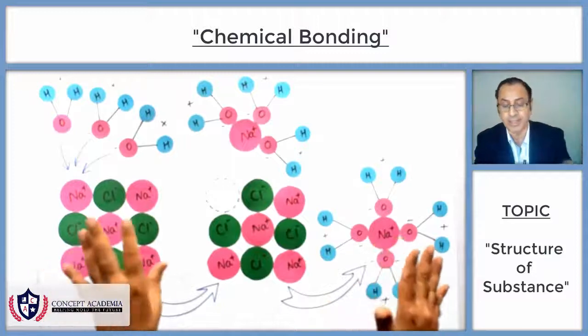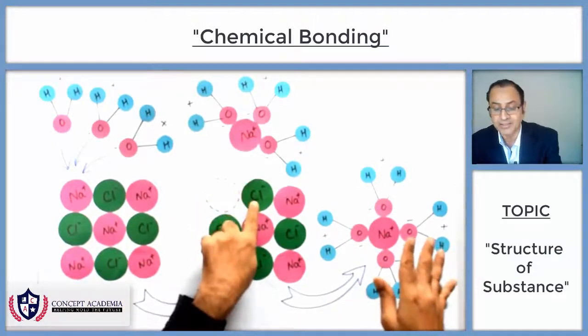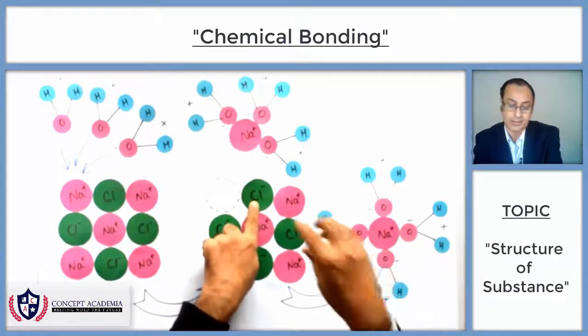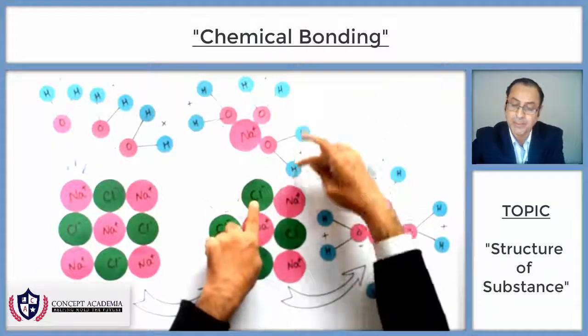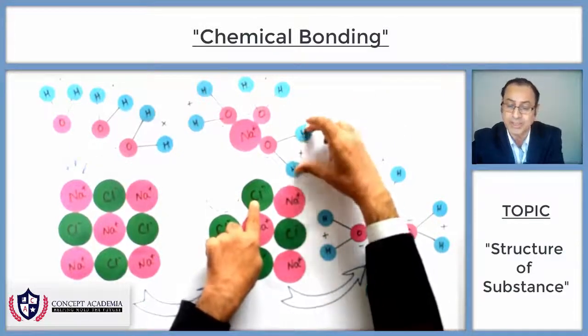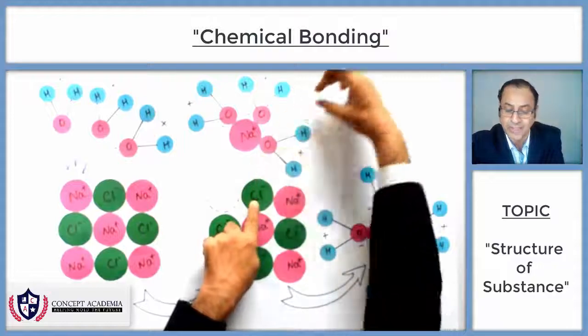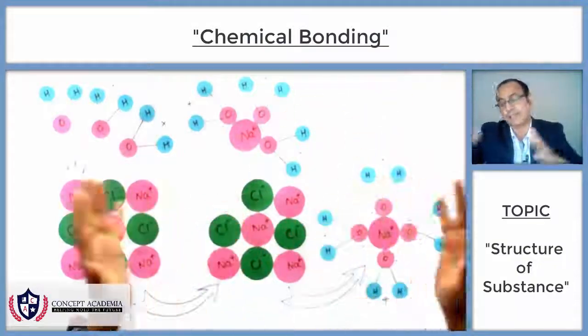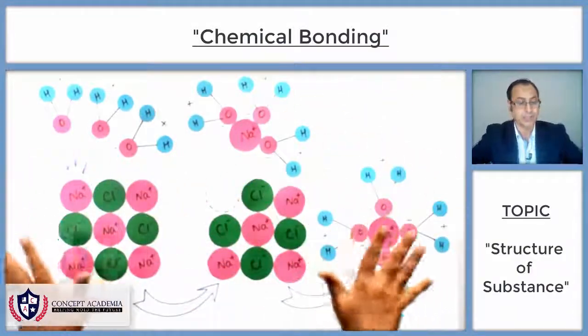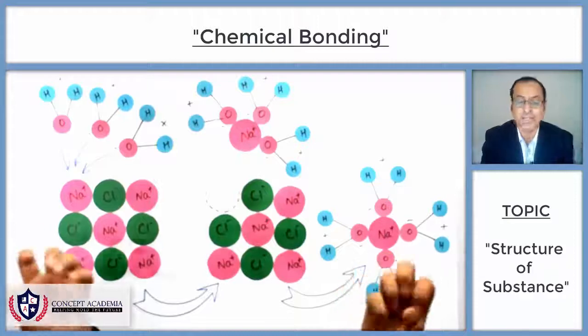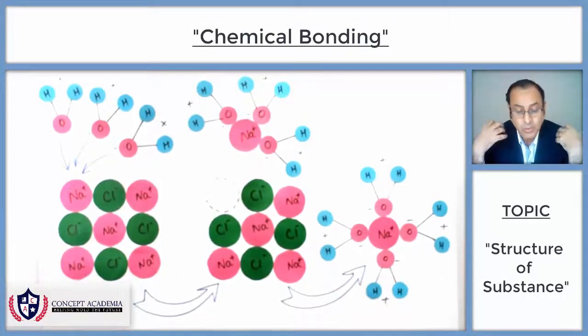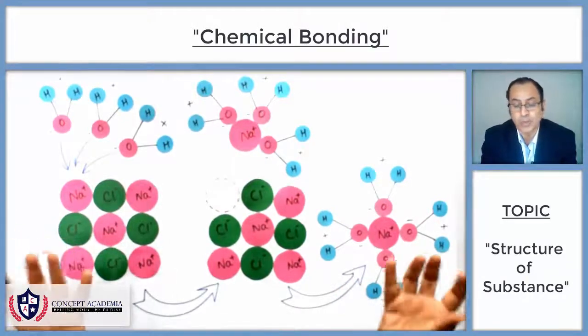And similarly, the Cl negative part will be taken away by H positive because these hydrogens are positive. So these hydrogens will attract the Cl negative, and similarly all the sodium chloride will be dissolved in water. So ionic compounds are highly soluble in water.